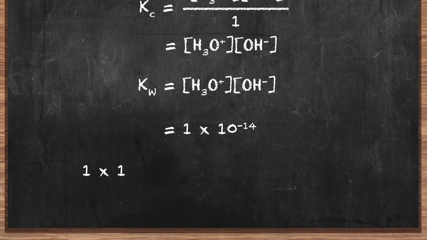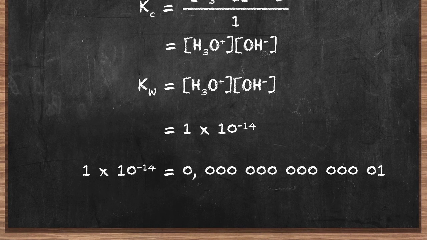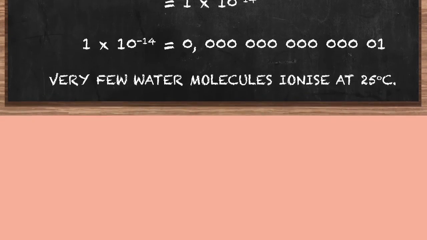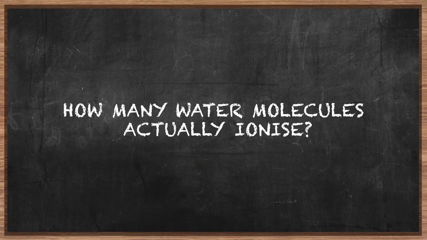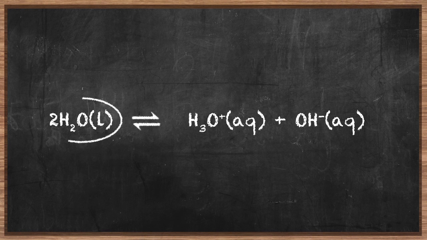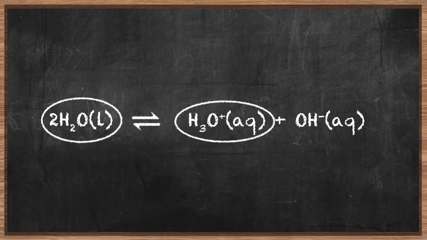One times 10 to the negative 14 is a very small number. It is 13 zeros after the decimal comma followed by 1. Yes, it tells us that very few water molecules ionize at 25 degrees Celsius. How many actually ionize? From the equation for the equilibrium system, we see that two molecules of water produce one hydronium ion and one hydroxide ion.